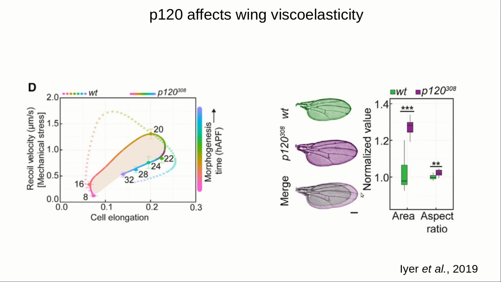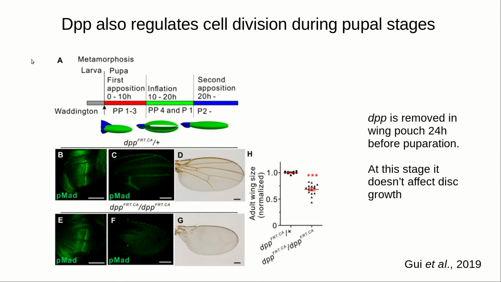It has an increased size, as you can see here, and it is more elongated, which possibly means that by regulating these mechanical properties, the viscoelastic properties of the wing, you can modulate the adult shape of the wing, but of course you cannot be sure that P120 is not affecting shape by other means.